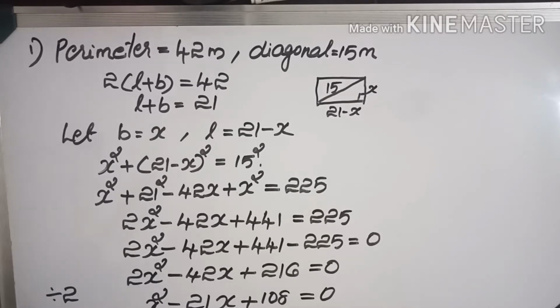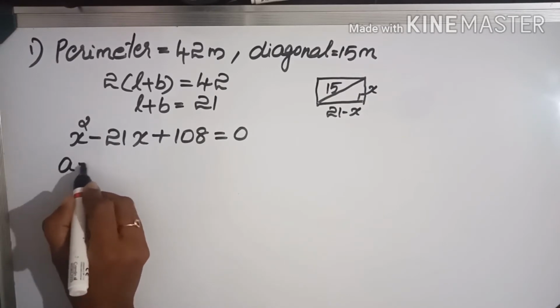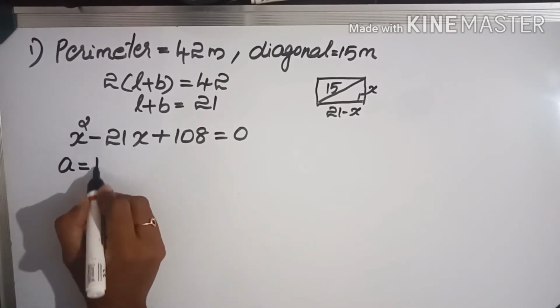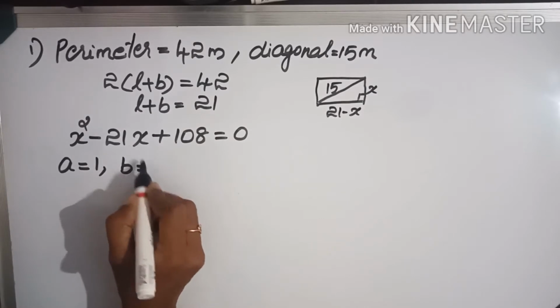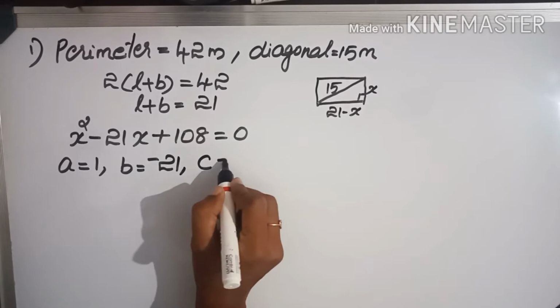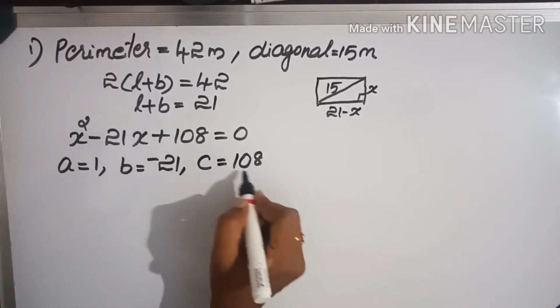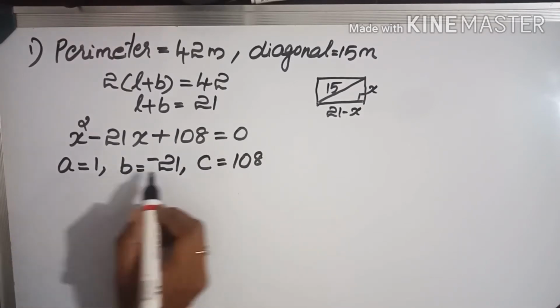Now we have to solve this second degree equation by using the formula, that is x is equal to minus b plus or minus root of the discriminant. Now let's write a, b and c. Here a equal to the coefficient of x square, that is 1. b equal to the coefficient of x, that is minus 21. Now c equal to 108, that means the constant number. If it is not there, you can put 0. So a, b, c.